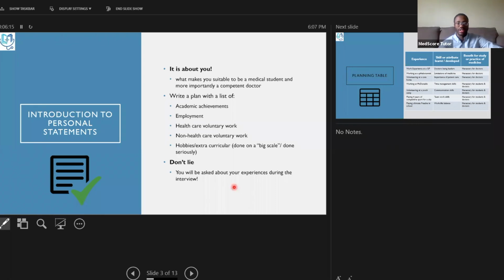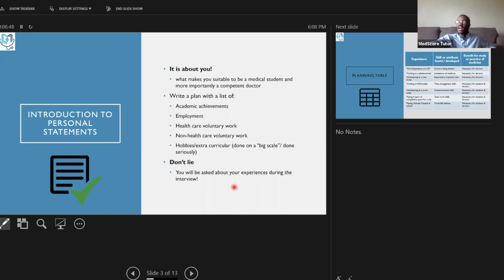And so what you want to do is start off by writing out a plan, a list. You want to write all the experiences that you have, all your volunteering, your work experience. I've got here academic achievements, employment, voluntary work, healthcare and non-healthcare. Just literally write down everything that you have, your hobbies, all of that stuff. Specifically for hobbies, you want to be looking at things that you have done over a very long period of time, or that you're at a particularly high level of.